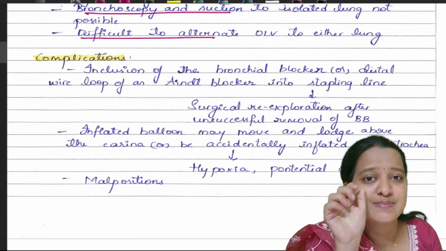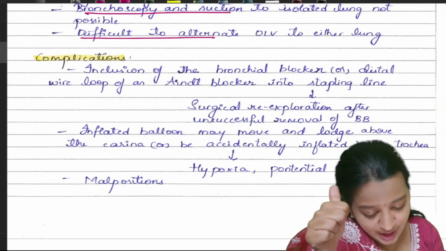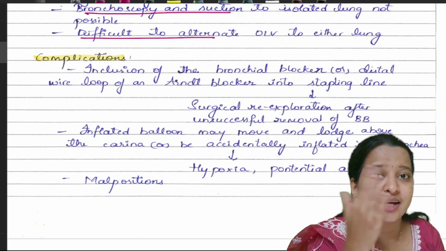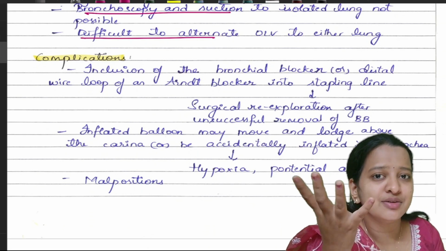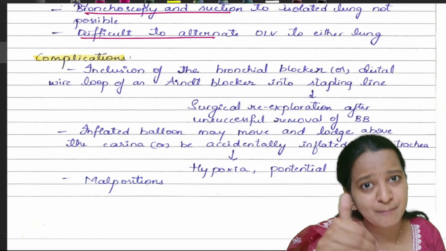So what are the complications? During surgery, this blocker might be included in the stitch. That is one complication. The other is the inflated balloon may get repositioned and come into the trachea. If it comes into the trachea, there will be no ventilation because it blocks the passage.